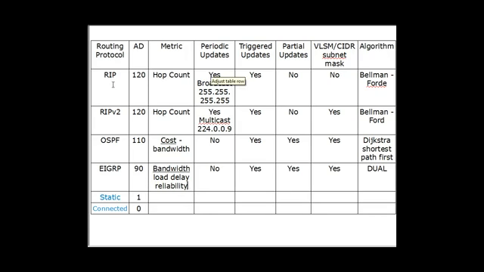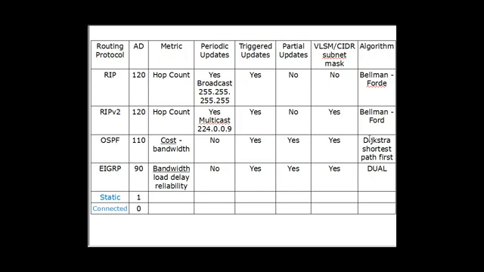Periodic updates. RIP, yes, it broadcasts its routing table using an IP broadcast address every 30 seconds. RIP version 2, yes, it does periodic updates. It sends out its entire routing table, but it multicasts it on a 224.0.0.9 address. OSPF and EIGRP do not send out periodic updates. They send out triggered updates and partial updates. Okay, so you can see here that RIP version 2 and RIP do not send out partial updates. They send out their full routing table. And triggered updates, RIP and RIP version 2 do send out triggered updates. If a network goes down, it will send it out.